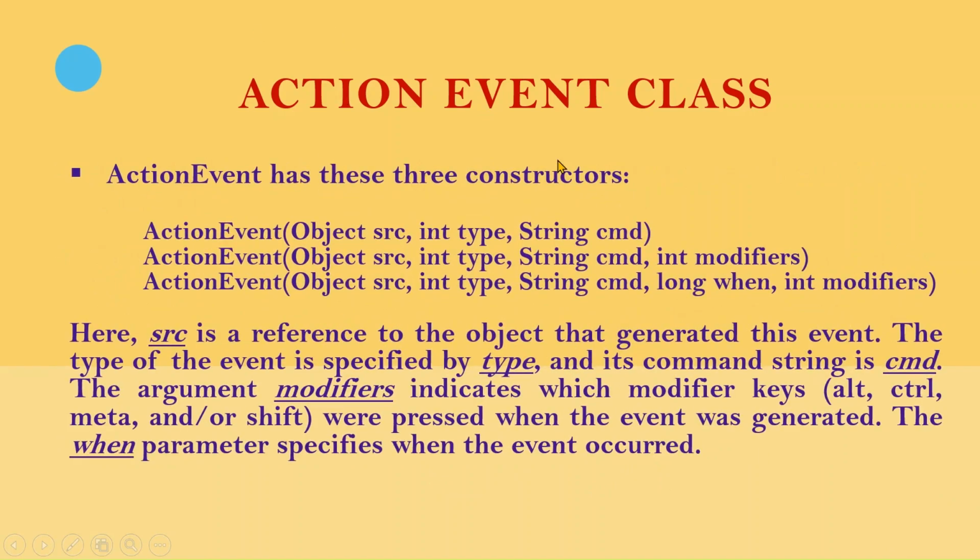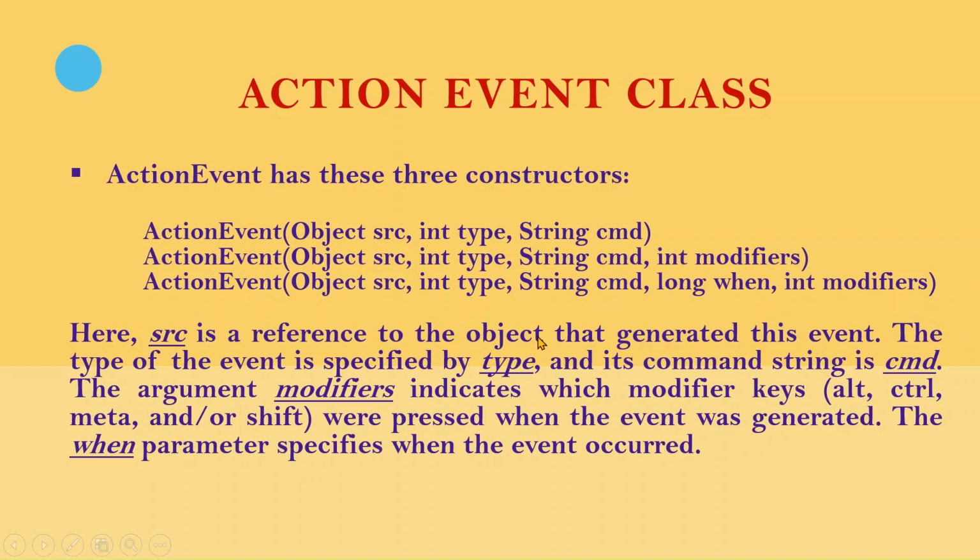Now we have 3 constructors for the action event class. The first constructor has 3 parameters: one is the object source, then an int type, and a string command. The source is a reference to the object that generated this event. That could be a button or some other component, a list item, or a menu item. So that reference you need to write here.